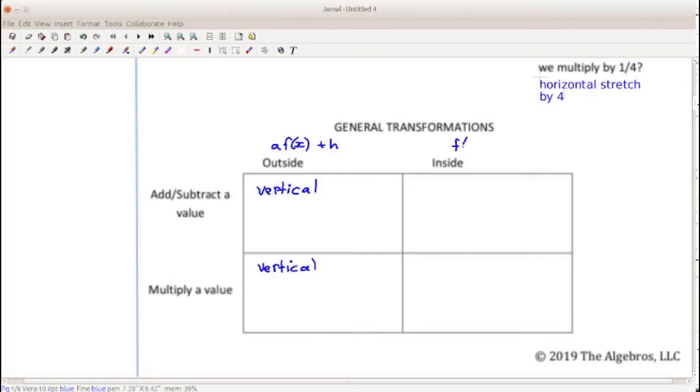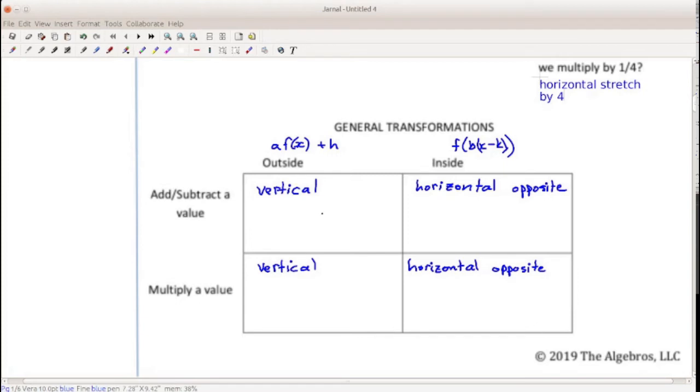Anything inside, like f of b times x, and or x minus k, both of those things are going to be horizontal. And the other thing that's kind of strange about everything that's inside is it's opposite of what you would expect. So horizontal and opposite. In the case of adding and subtracting, the plus goes left and the minus goes right. In the case of multiplying, a number greater than 1 is a compression, and a number less than 1 is an expansion. So inside, horizontal and opposite, outside, vertical.